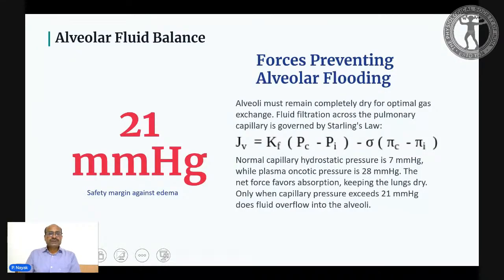Alveolar fluid balance, we have already discussed that the low pressure and low resistance structure is helping us to keep the alveolar spaces dry, so that we can have proper, sufficient gaseous exchange, and in case it is disturbed, then we will be facing pulmonary edema. So roughly we have a safety margin of around 21 millimeter mercury.